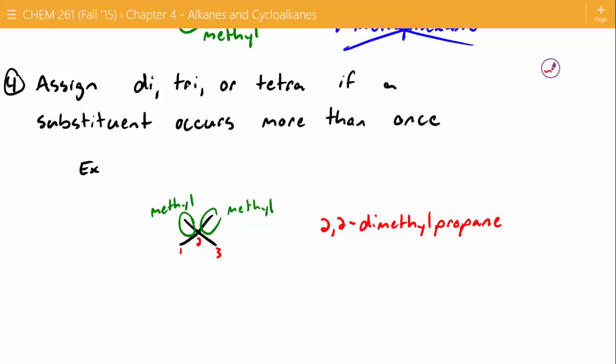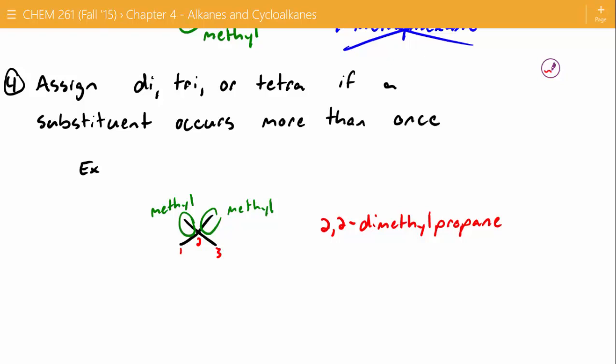Why do we put 2 twos and then dimethyl? I feel like it's kind of redundant. It is a little redundant, but with longer and longer chain systems, you want to have the numbers representing where the methyls are located along the chain. So for example, you may have a methyl off of carbon 2 and another methyl coming off of carbon 4. And if they're coming off of the same carbon, you just do 2, 2.